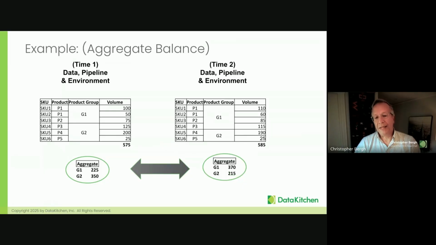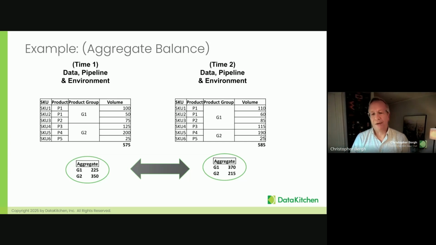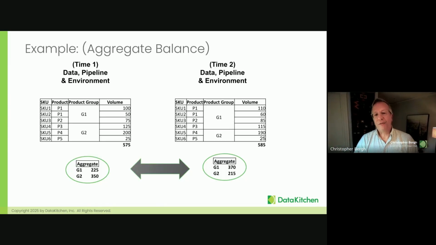And I personally have been yelled at by these types of things, where a customer looks at it and goes, "This is wrong." And I'm like, "No, the data's right." He goes, "No, this metric is wrong. Our product group G1, it was 225 last week. Now it's 370 this week. Your data team's all idiots." So again, being able to build these things, looking at the tip of the pyramid, very specific to your industry, we help you do that quickly.